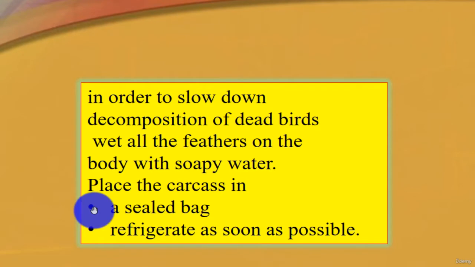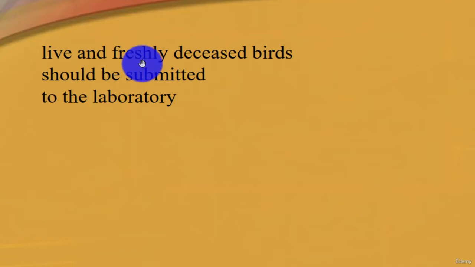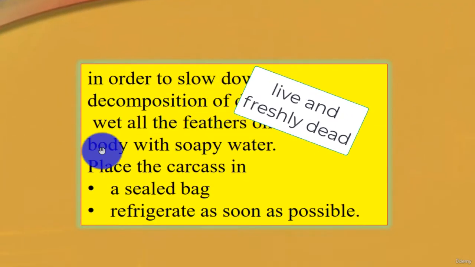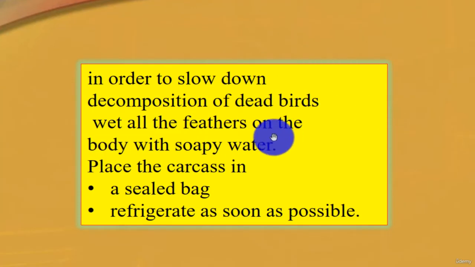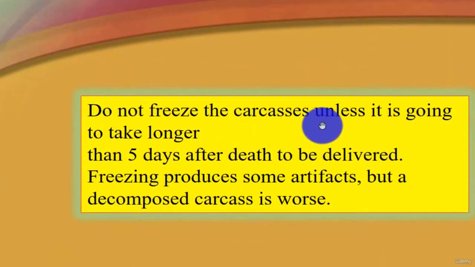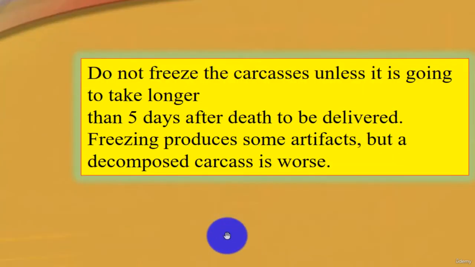In order to slow down decomposition, live and freshly dead birds should be submitted to the laboratory. To slow down the decomposition of dead birds, wet the feathers on the body with soapy water. Place the carcasses in a sealed bag. Refrigerate as soon as possible. Don't freeze the carcass unless it's going to take longer than 5 days after death to be delivered. Freezing produces some artifacts, but a decomposed carcass is worse.